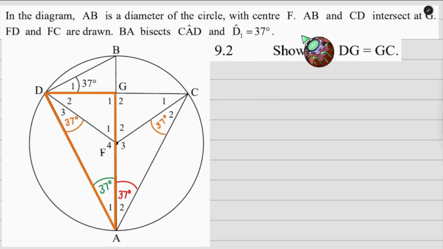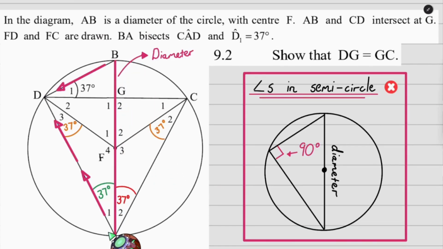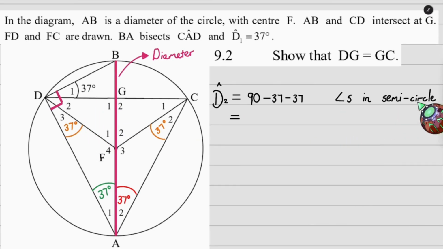And that's where this piece of information becomes important. AB is a diameter. So if I follow my diameter down from either end on the circumference, it's going to take me to a 90-degree angle because of angles in a semicircle. So if I know that the whole of D is 90, I can quite easily calculate D2 because I've got D1 and D3. So let's go ahead and jump into that statement and reason. I'm going to state that D2 equals 90 minus 37 minus another 37 because all 3 of these add up to 90.